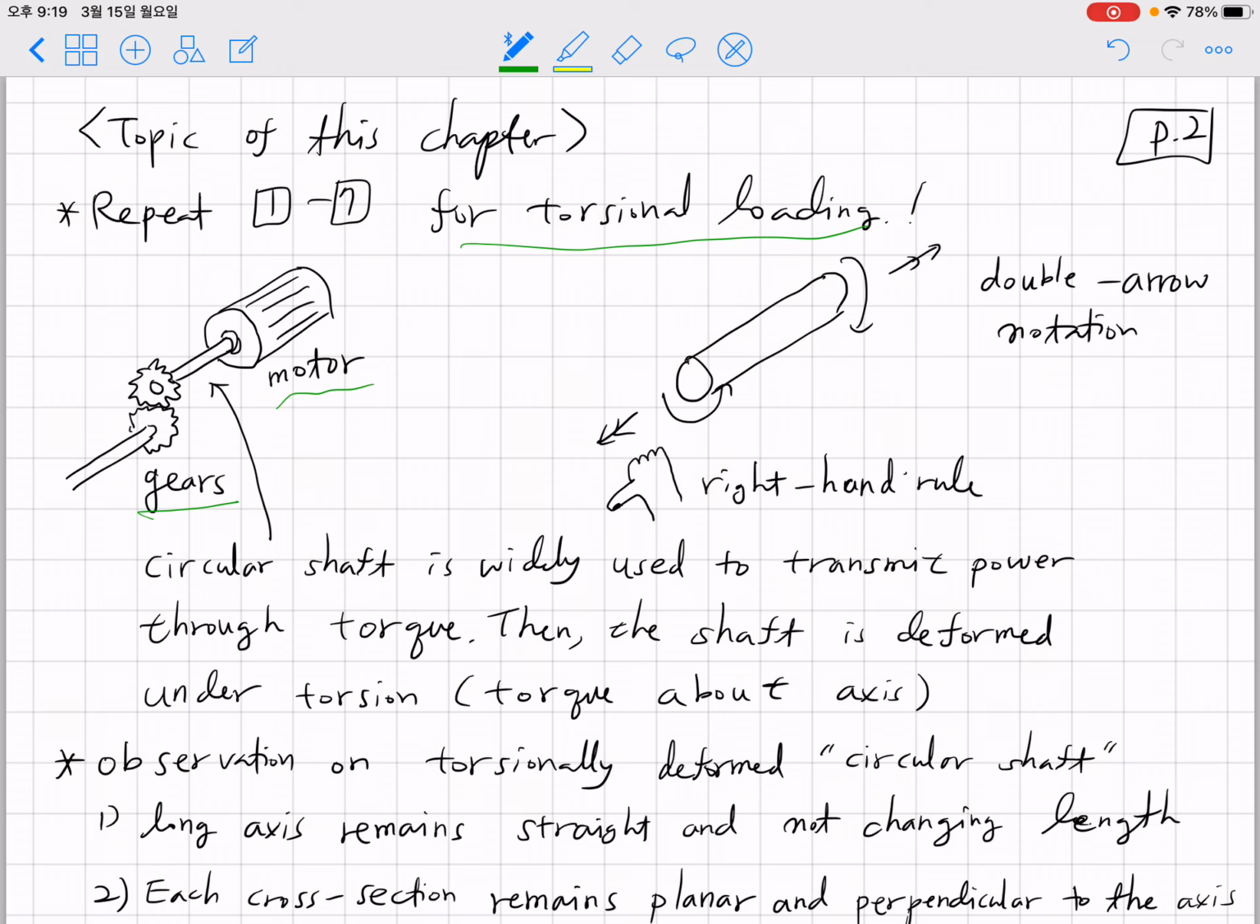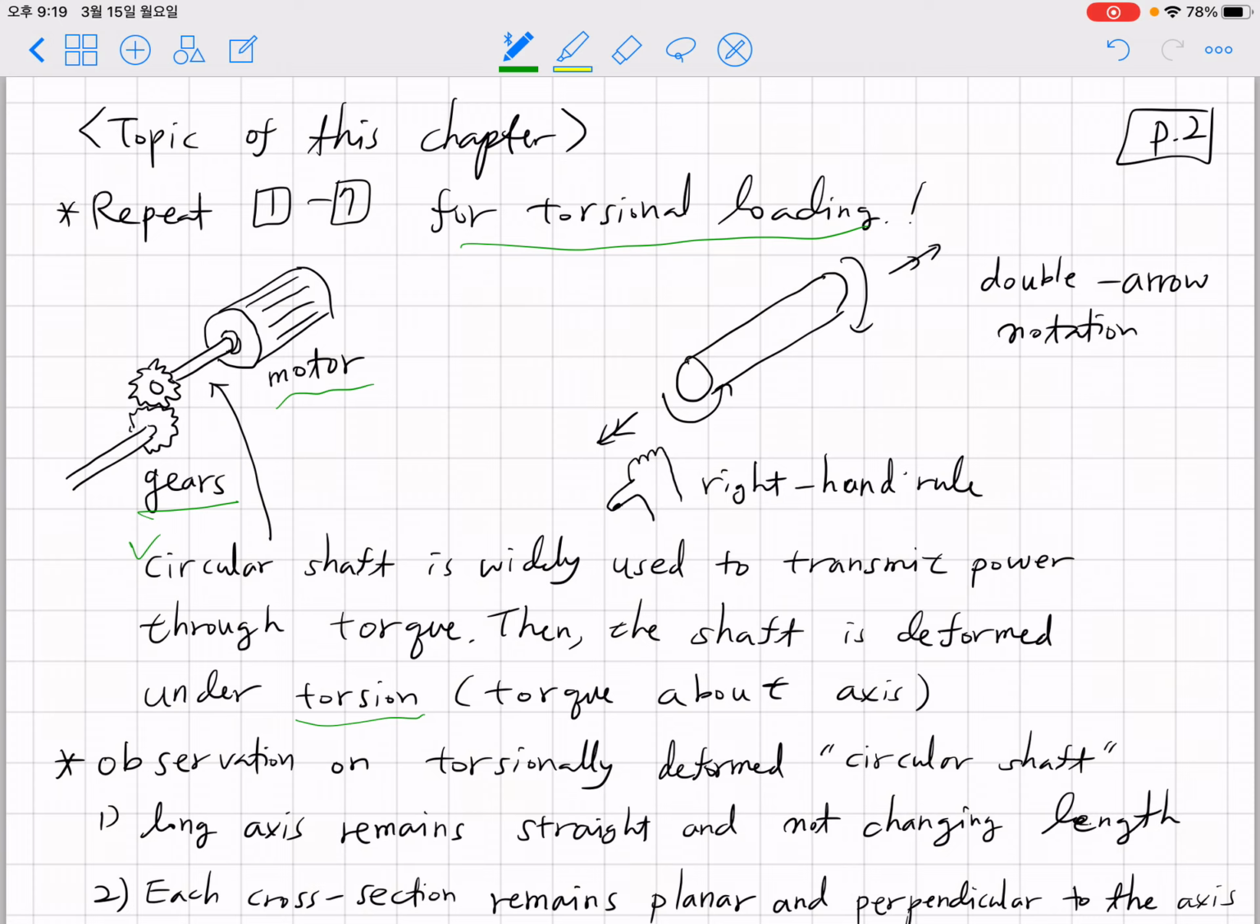One of the most popular uses of torsional loading can be found here: the circular shaft is widely used to transmit power through torque. What you can expect here is that the shaft is deformed under torsion. What I mean by torsion is torque about the rotating axis.